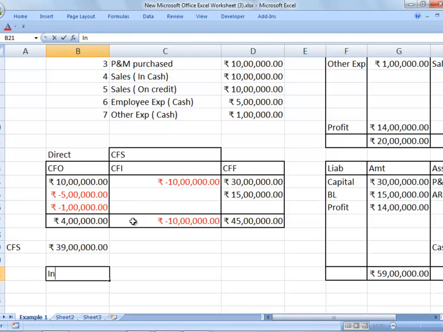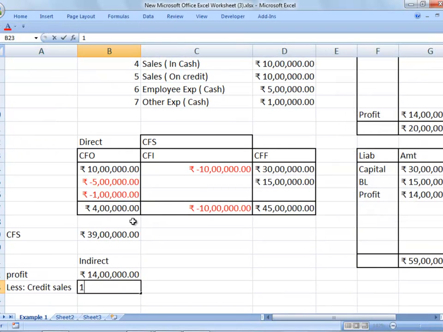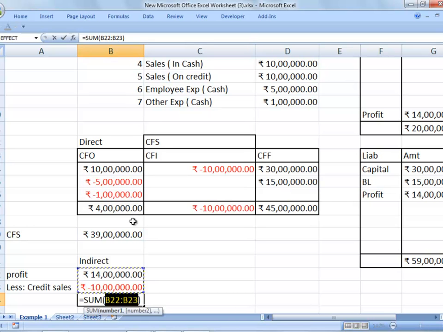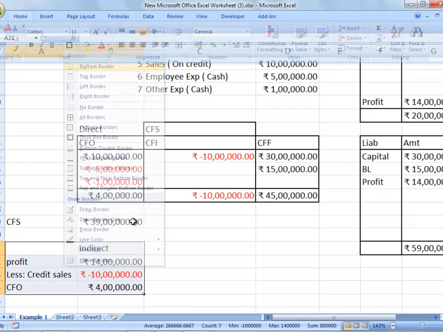Indirect method would be start with profit and adjust profit for non-cash items. So your profit here was 14 lakhs and you would say less credit sales, so your cash flow from operations 4 lakh. The answer is same, it's just the methodology which is different.